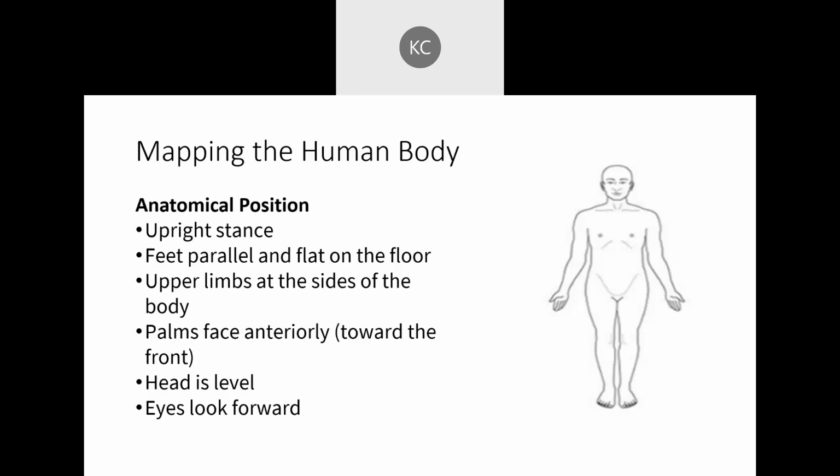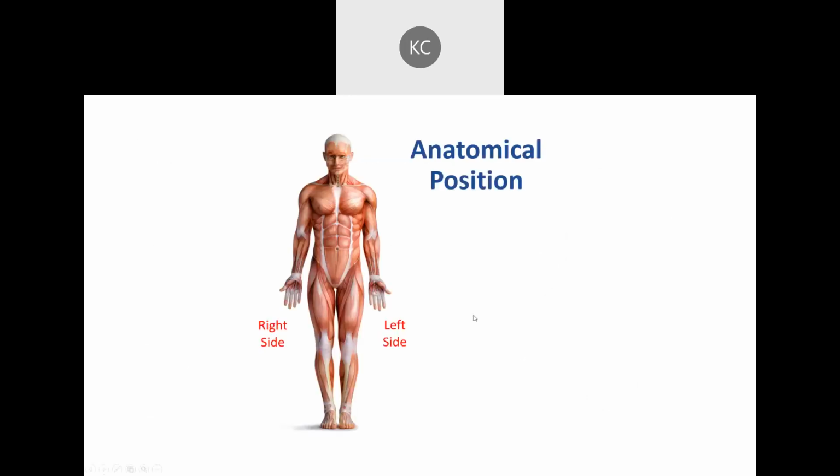Just like this image here on the right of the screen, this is a good example of anatomical position. This image here is also a good example. Our arms are straight down to our side, palms open, facing anterior. Our head is level, eyes looking forward. Arms are down to the side, legs are straight down, feet flat on the floor, facing forward. So this is a very good example of anatomical position.